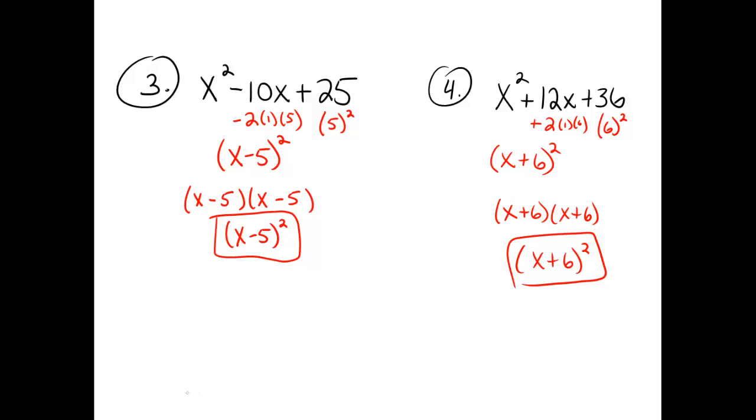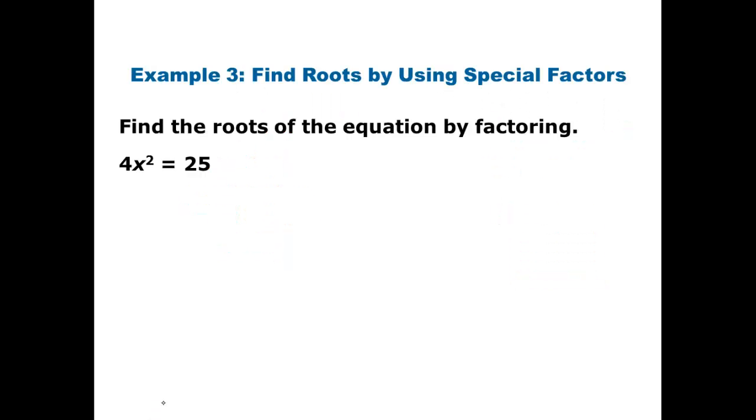We're going to solve a few equations using these now. First, find the roots of the equation by factoring. We have 4x squared equals 25. The first thing that we want to do is rewrite this in standard form. And the important part about the standard form here is that we get it set equal to 0. When we're solving our quadratic equations, we want to make sure we get it equal to 0.